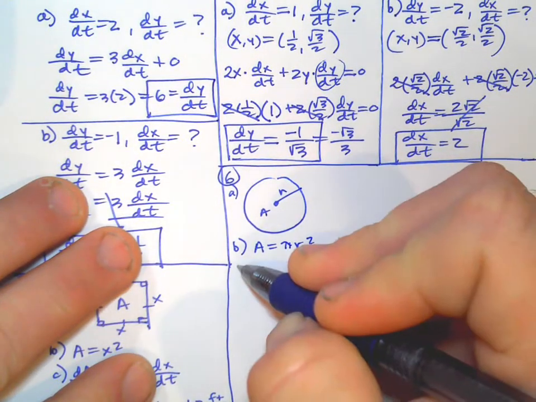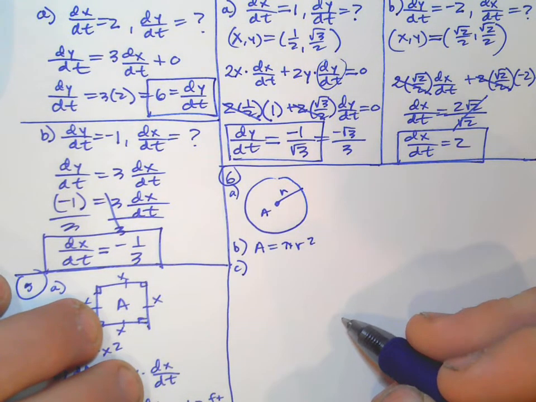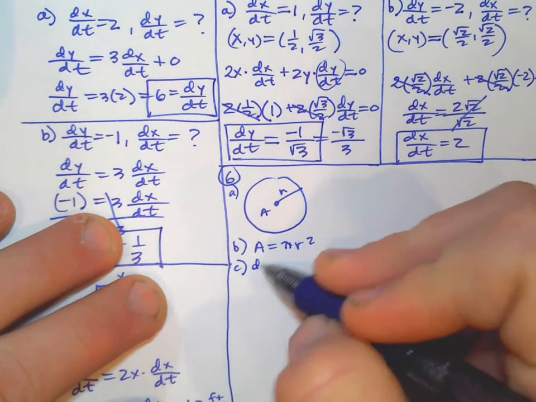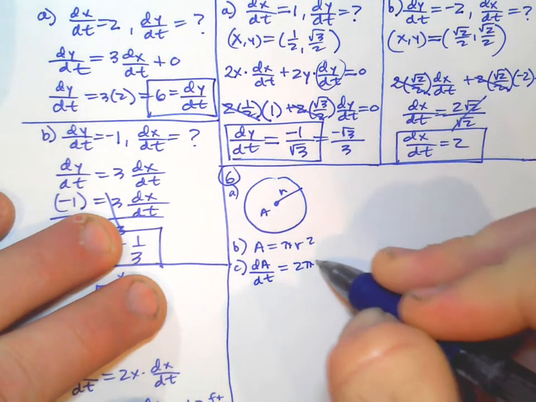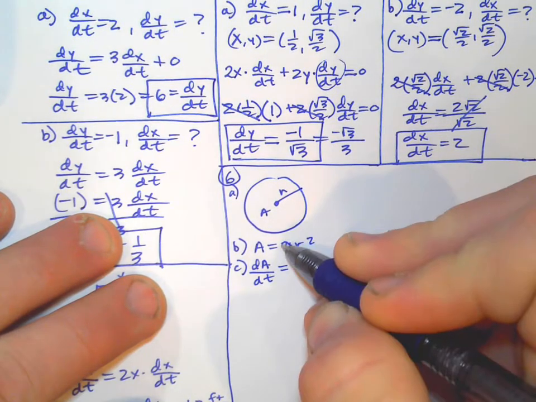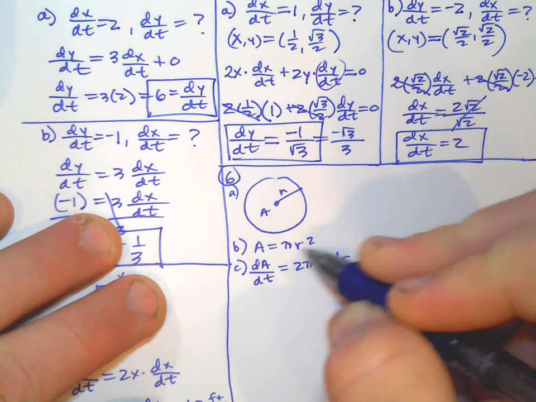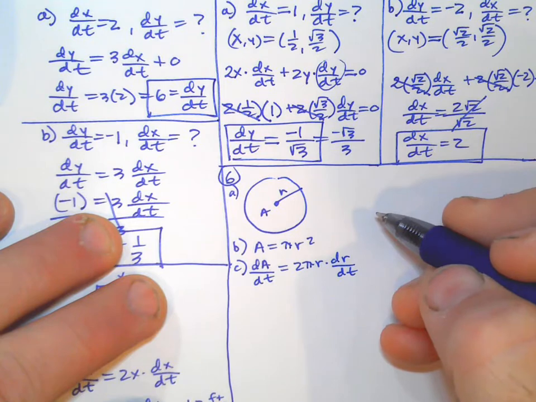Cool. C, use the equation to find an equation that relates dA/dt and dr/dt. So you're going to take a derivative implicitly with respect to time. dA/dt equals 2 pi r dr/dt. You have to follow it up. So the 2 comes out in front. That's the outer derivative. And then inside there's some function of time that you can't see, so we just write dr/dt.